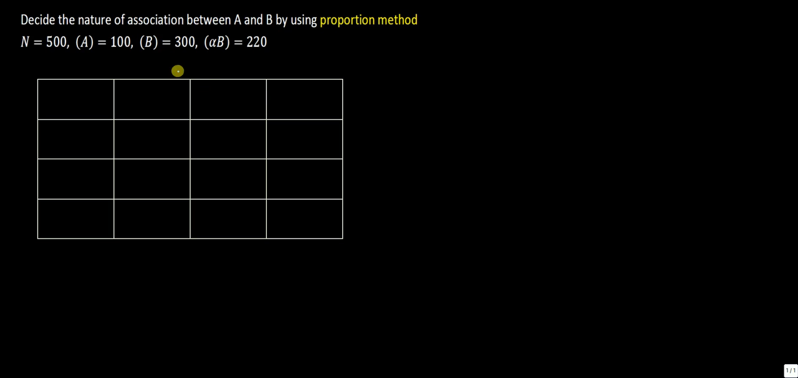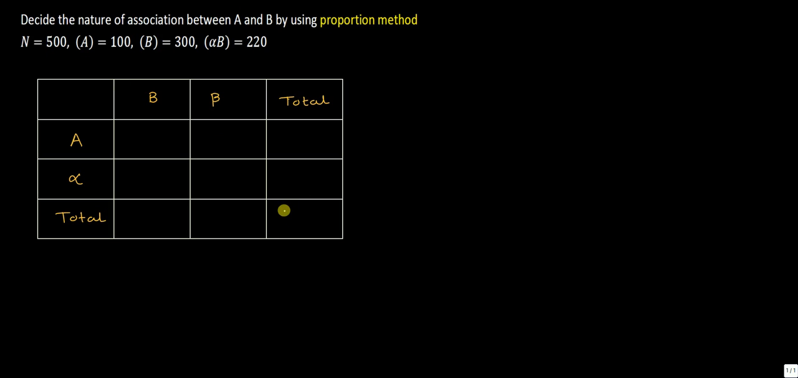First, for the solution, write down A, alpha, B, and beta. You can also write B and beta here, A and alpha here. Total, and here also total. First of all, we have to prepare our table.